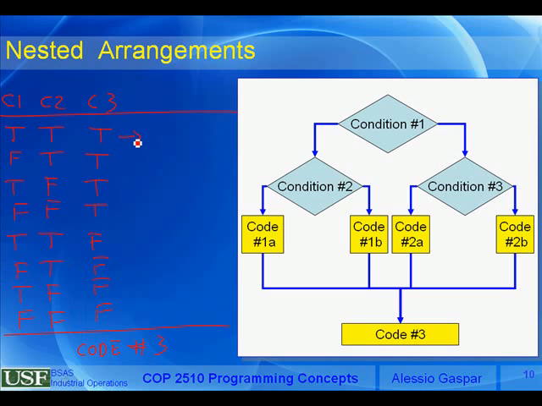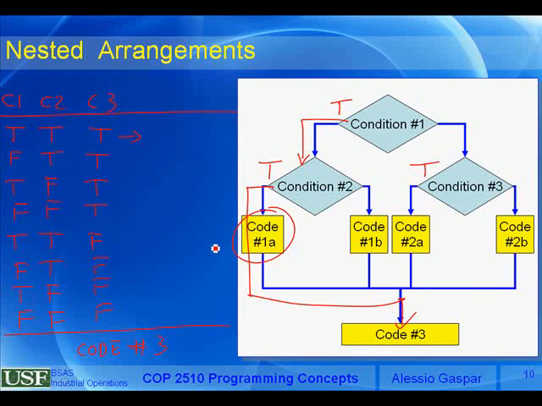The first example indicates that condition 1 is true, condition 2 is true, condition 3 is true. What happens in such a case? Well, I evaluate condition 1. Is it true or false? It's true. So I go to this part of the code. Condition 2 is true. So I go to this part of the code and then I branch to whatever is after the whole if statement. Well, what got executed? Code 1a got executed.